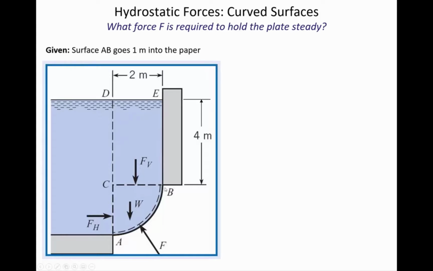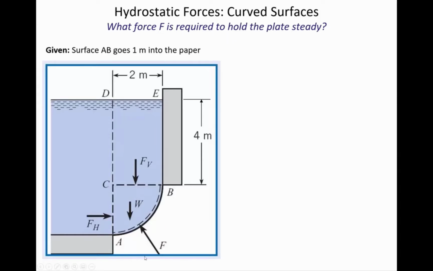And so there is this box of water that's 2 by 4 by 1. And now think about the shape of this quarter circle and what that looks like if you extend it 1 meter into the paper. It's kind of like a pie shape or a wedge that's above that gate. So what we're going to do is try to find what force is required to hold the plate steady.